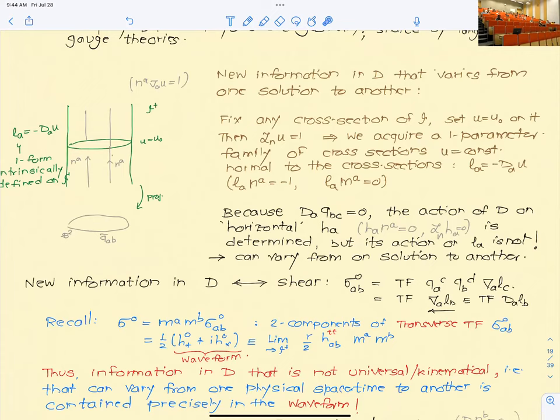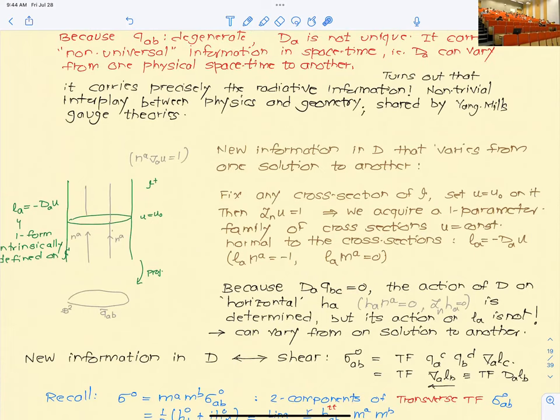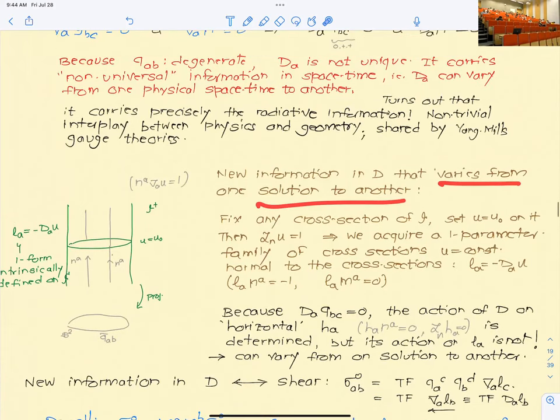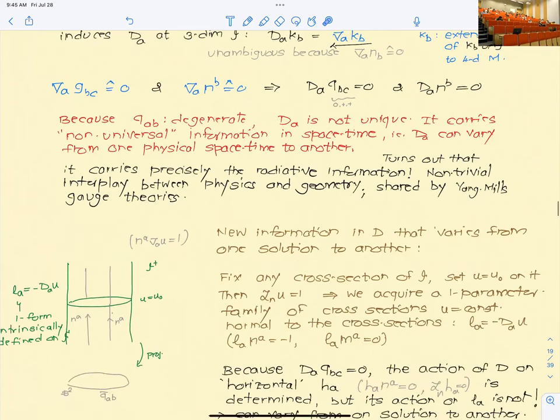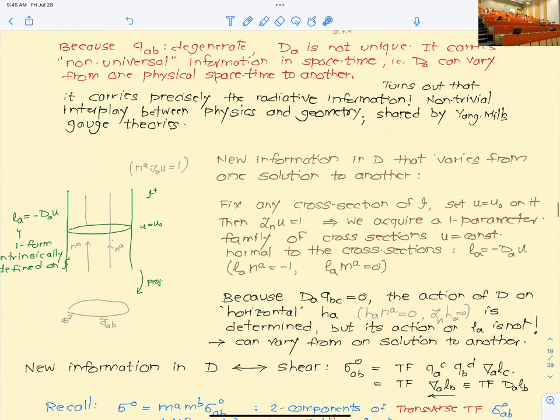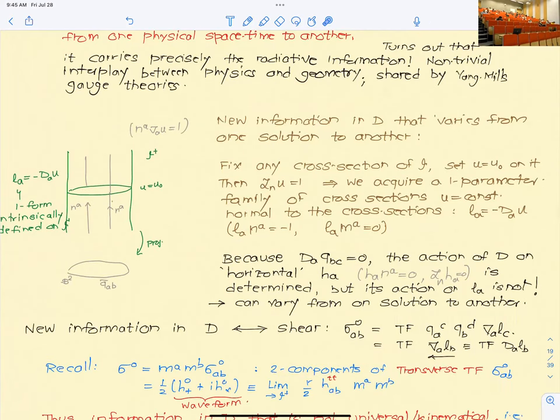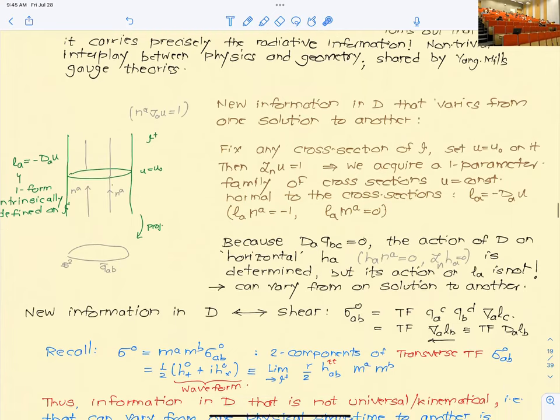Namely, the new information in D, because it is radiative information, varies from one solution to another. This information is universal. No matter what solution you give me, I get this information. But the D is not universal. What is the content of this D? How do you find this D?